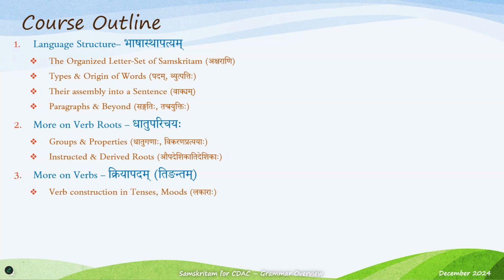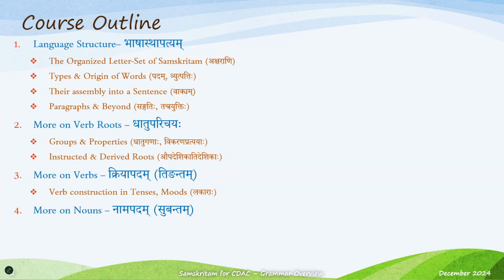More on verbs, so we will look at kriyapadam, and technically we call them tingantam because they take a pratyaya which is collectively identified as a ting pratyaya. We will also look at what are the different classes of kriyapadas, what we call as lakara in Sanskritam. It's called lakara because all those technical names start with the sound or syllable la. So verb construction in various tenses and moods we will see. There are 10 or even 11 depending on how you count different such classes, lakaras.